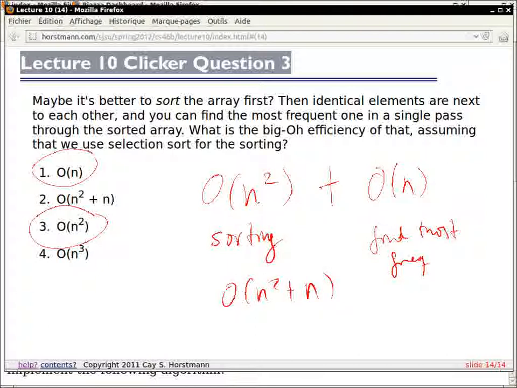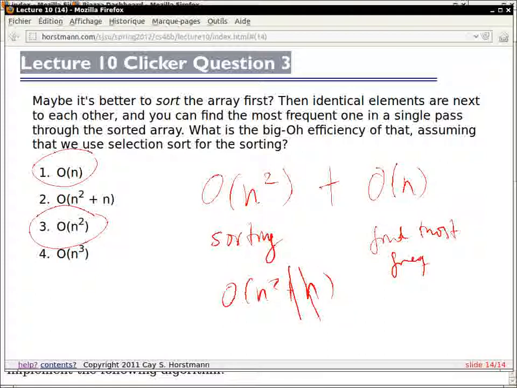So it looks like 2 would be the right answer. But remember, when you have a sum, then you can drop all but the highest term. So you get to drop this thing here. And so that's the answer. It is O of n squared. And of course, the bulk of the cost is in the sorting. So it does not look like the sorting was necessarily a better deal. We had an O of n squared algorithm before, we have an O of n squared algorithm by doing it this way, and it doesn't look like one of them is dramatically better than the other.